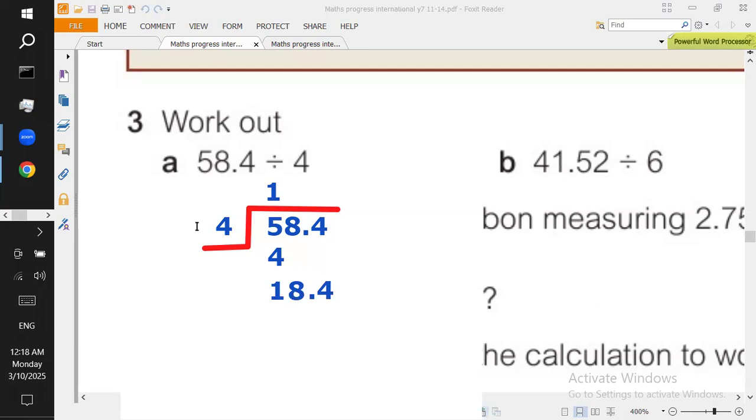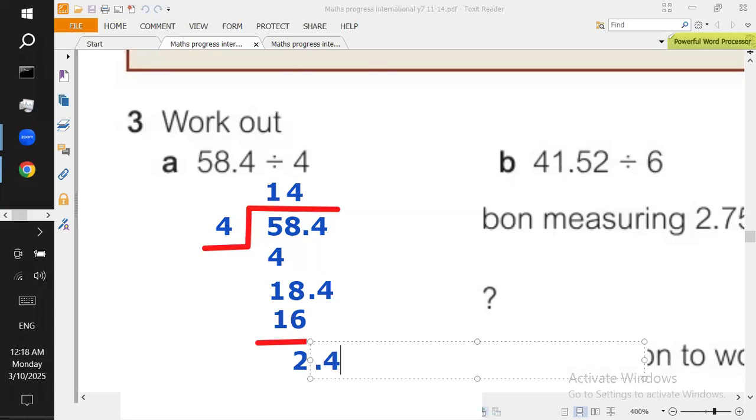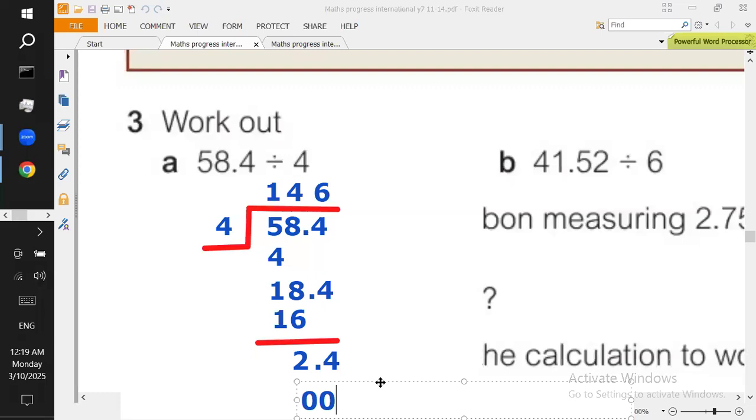Now, 18 divide 4, the closest one is 16. It comes by multiplying 4 by 4. So that's 16. And when you subtract, 18 minus 16 is going to be 2. Then we have a decimal point and 4. So basically, this is 24. 24 divide 4 will equal 6. 6 times 4 is going to be 24. And when you subtract them, it's going to be 0. So this means that you finished the whole question.